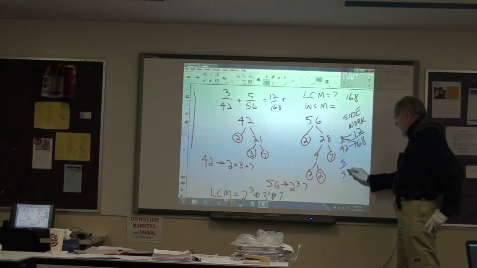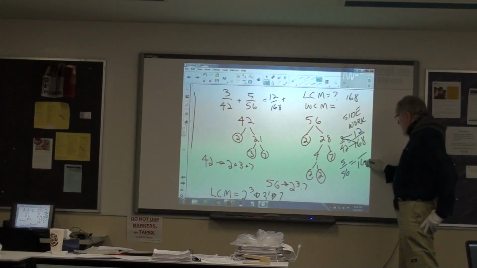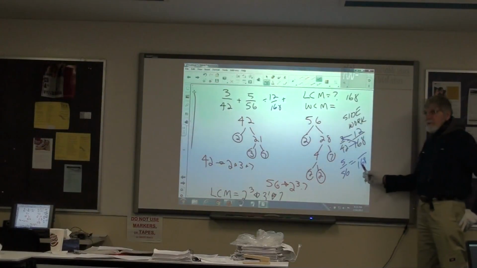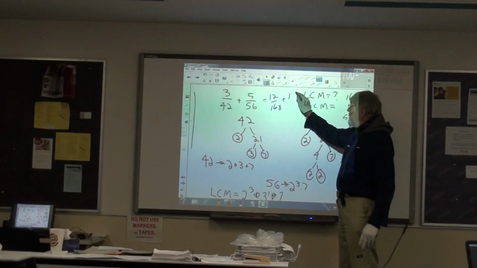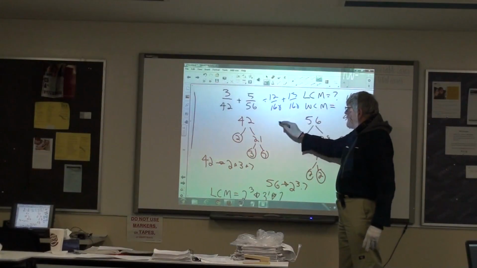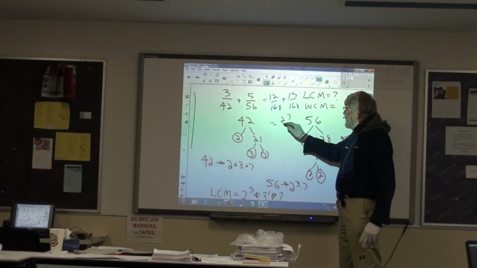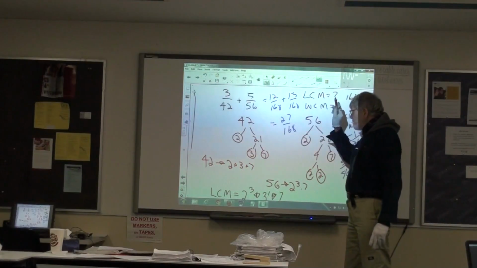5/56. So 56 goes into 168 how many times? 3, and 3 times 5 is 15. So we've upscaled this, 15 over 168. So the answer to the problem is 27 over 168.